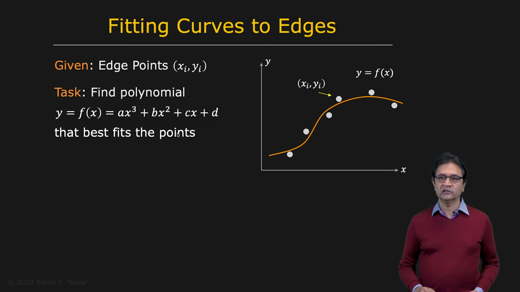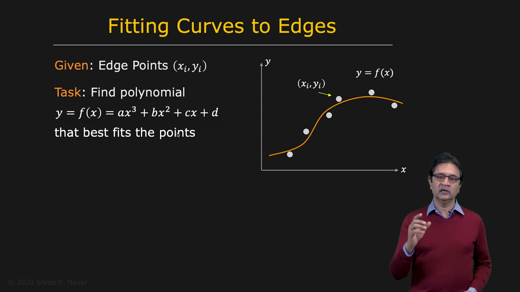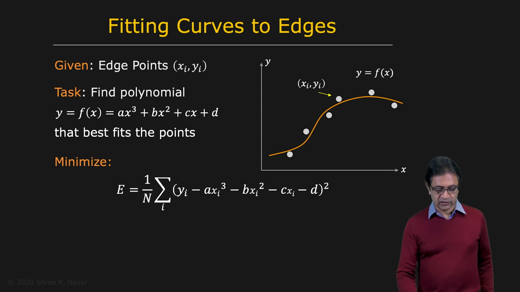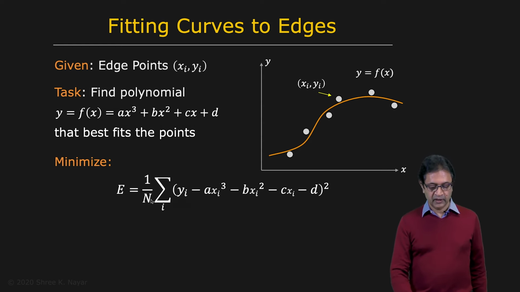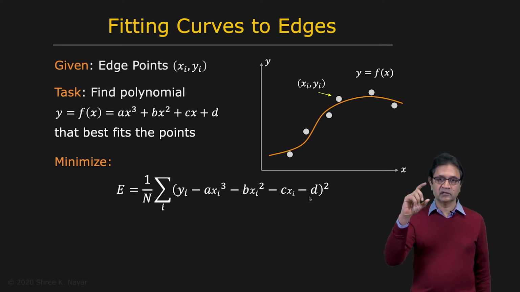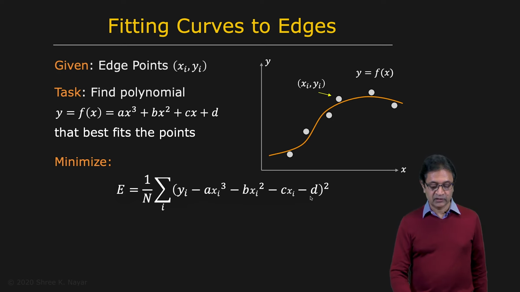So once again, if you go back to our distance metric, which is the vertical distance, then it's very easy to set this up. You have an energy here, which is the average of the square of the vertical distance between a point and the polynomial that you're fitting. So this expression right here, yi minus all of this, is the vertical distance of the point xi, yi from the polynomial. And let's say that's what you're looking for.